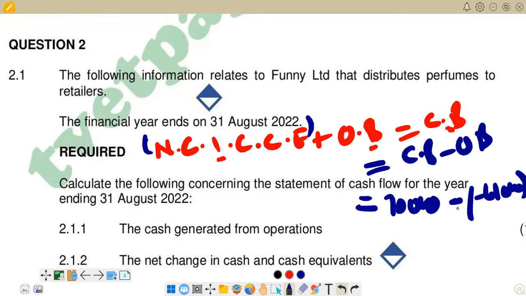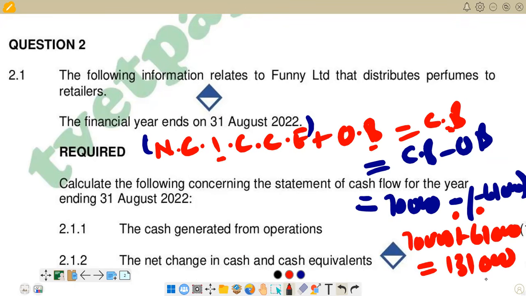So here we have a negative that is here, and also a negative that is here. A negative and negative will make a positive, and then it becomes 70,000 plus 61,000. So our net change in cash and cash equivalents now will become 131,000. So this is our net change in cash and cash equivalents. So that is what we have, guys, in terms of this question of statement of cash flow.